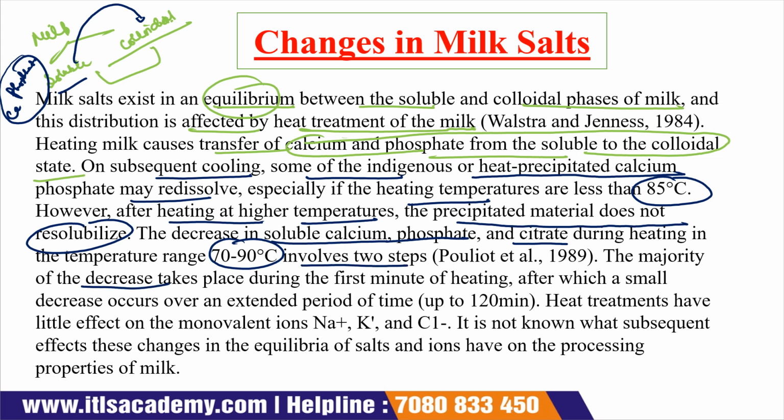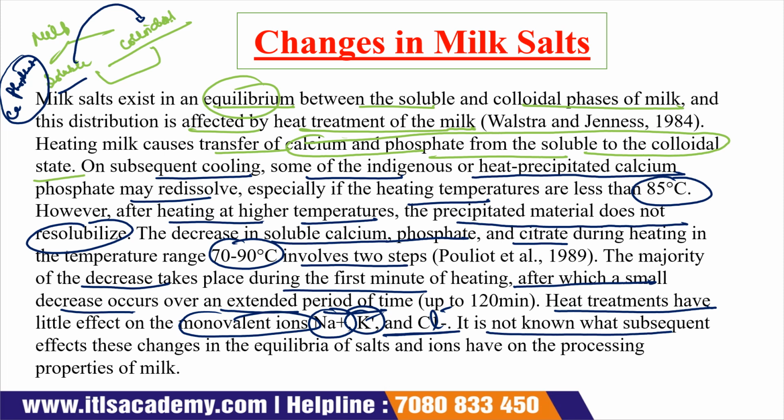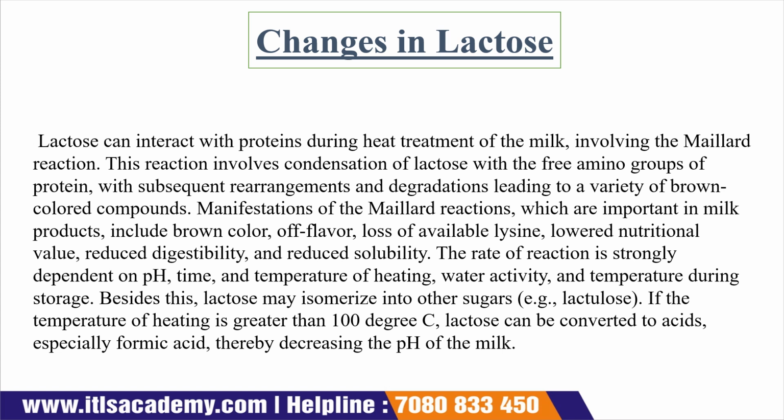The majority of the decrease takes place during the first minute of the heating, after which a small decrease occurs over an extended period of time, up to 120 minutes. Heat treatment has little effect on monovalent ions, that is sodium, potassium and chloride ions. It is known that these changes in the equilibrium of salt ions have a subsequent effect on the processing properties of the milk. Changes in lactose.